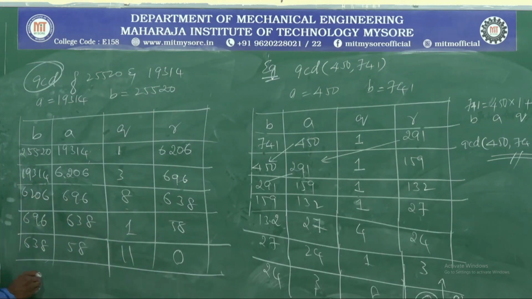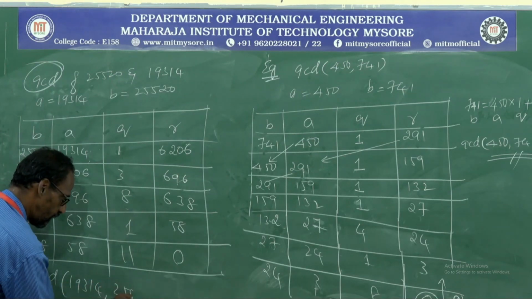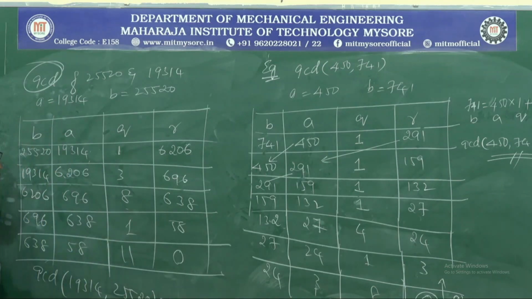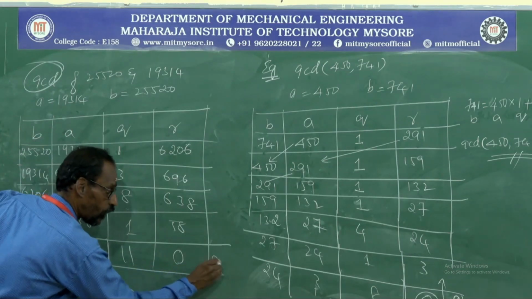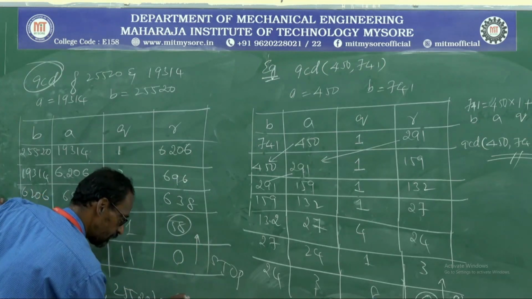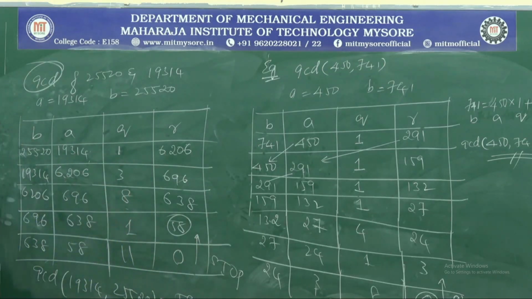Now what is the GCD of the given two numbers, 19314, comma, 25520? You stop here, go to the previous one, it is going to be 58. See, beautiful. When the numbers are too heavy, when the numbers are too big, we can evaluate using a calculator.